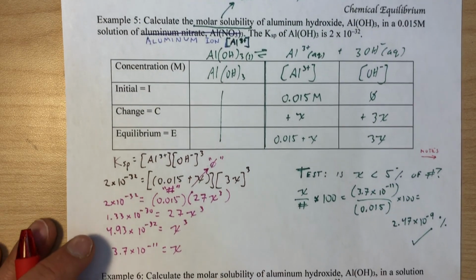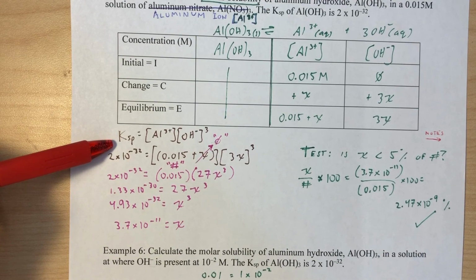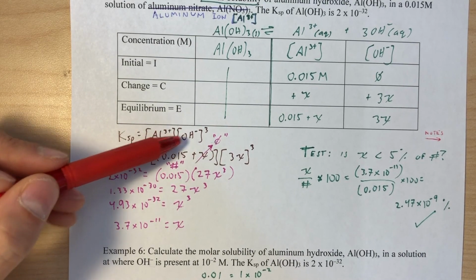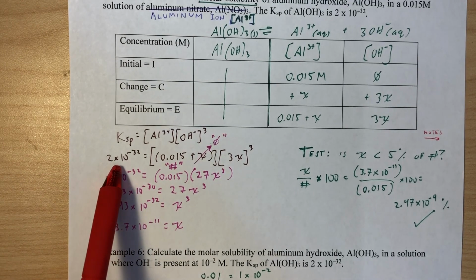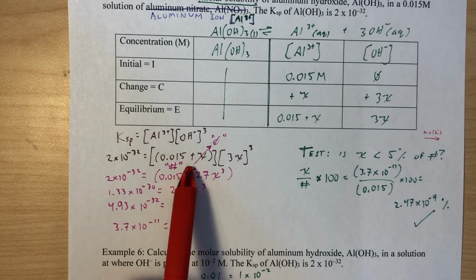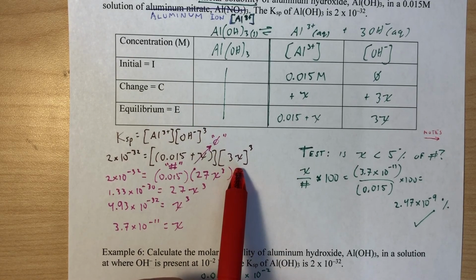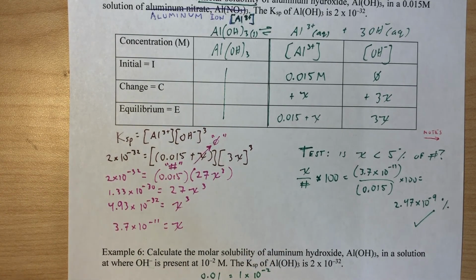So our Ksp for this situation can be described as the concentration of aluminum ion times the concentration of hydroxide ion cubed, given that it has that coefficient. So we would write this expression as 2 times 10 to the negative 32 is equal to the expression 0.015 plus x times the quantity 3x cubed. But we're going to actually see if we can take a shortcut where we can ignore x.